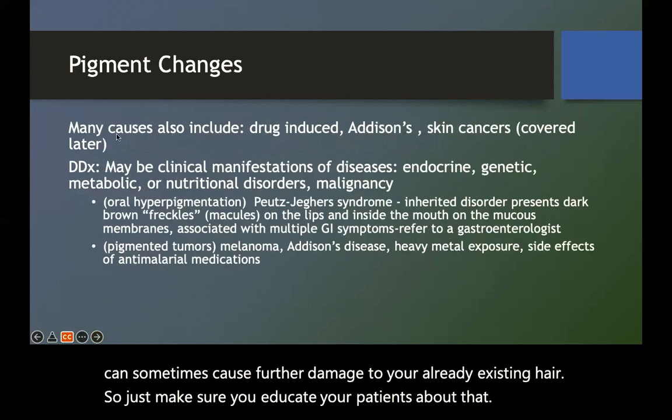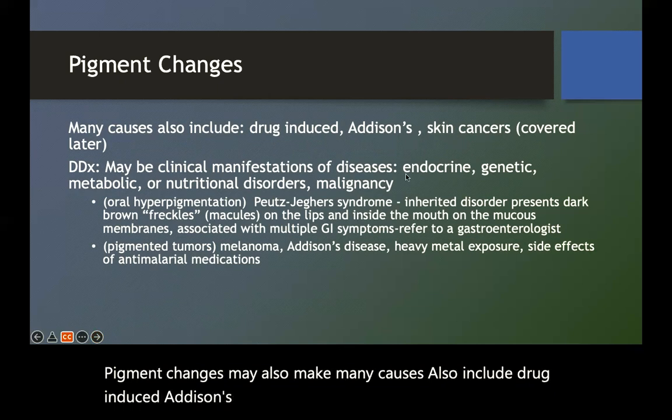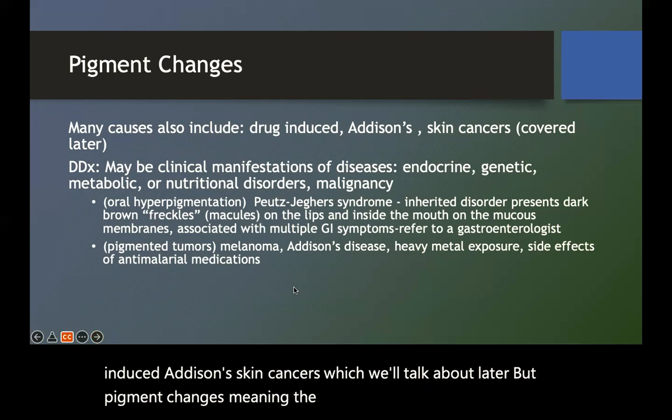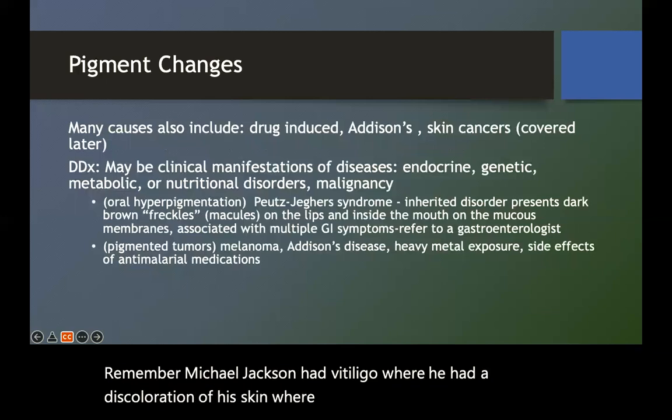Pigment changes may have many causes, also including drug-induced, Addison's, and skin cancers, which we'll talk about later. But pigment changes, meaning the color is changing in your skin. Remember, Michael Jackson had vitiligo, where he had a discoloration of his skin, where patches of his skin started to lighten and turn white.